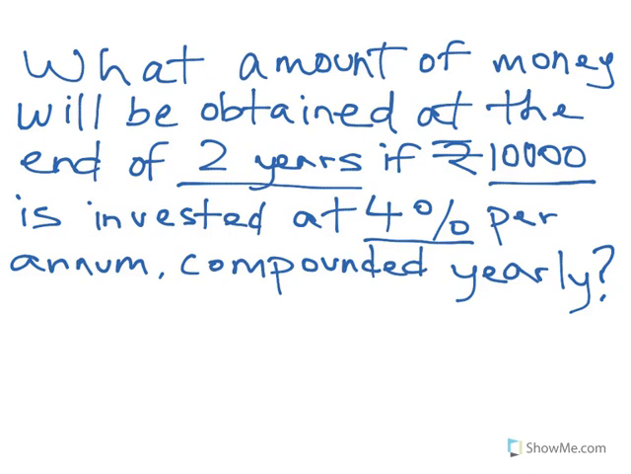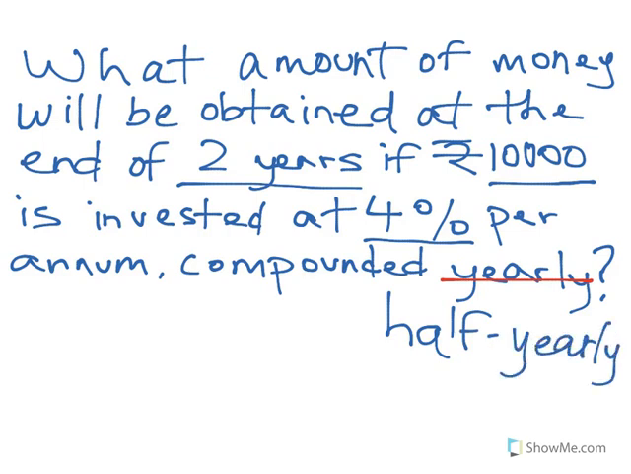Okay, so now let's go a little bit back to the original question. And let's say now, instead of saying that it's compounded yearly, say instead it's compounded half yearly. So again, I encourage you to pause the video and take a piece of paper and try to figure out what difference this little change makes. And when you're ready, press play and we'll do it together.